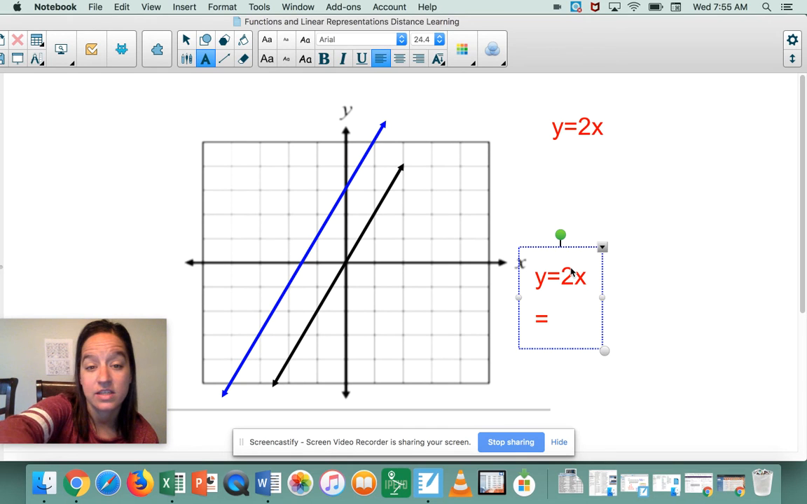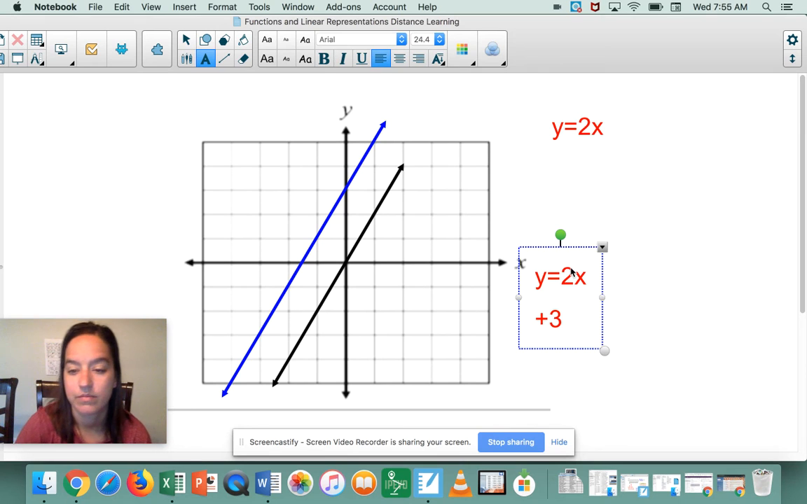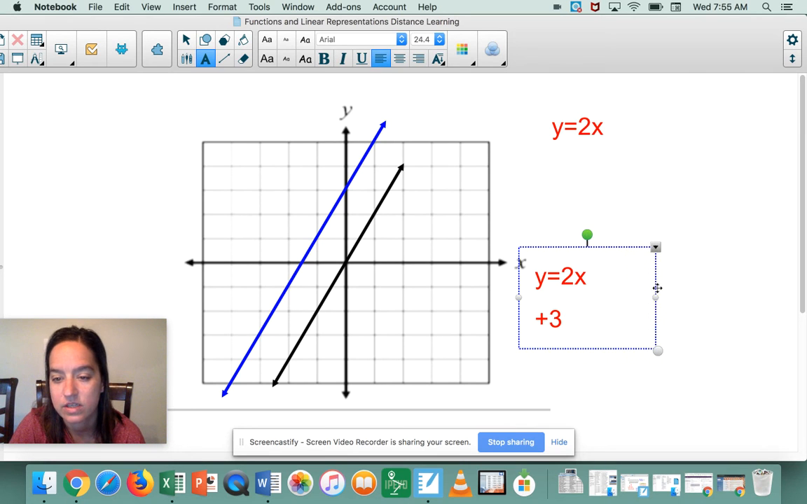plus, I think I did 3. 1, 2, 3. Oh. Why is that doing it? Plus 3. I guess I just got to do this. Hold on. Why is it? There we go. Plus 3.